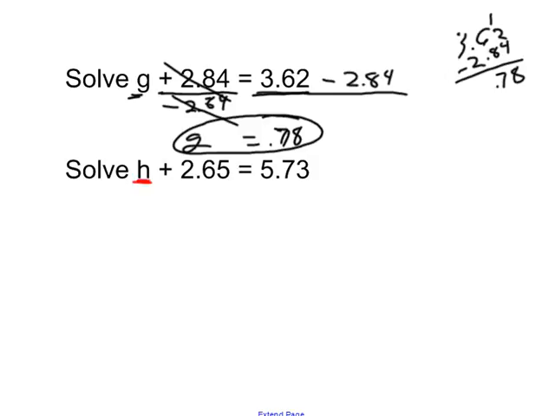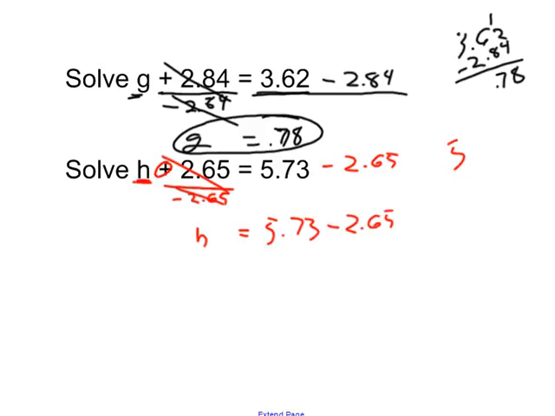Similar problem here. I want to isolate the h all by itself. I'm going to do that by subtracting, because it's added here. So I'm going to subtract it from both sides. Minus 2.65, minus 2.65. These, of course, cancel out, leaving just h. H then is equal to 5.73 minus 2.65. I actually do the math, and again, a calculator is encouraged here.